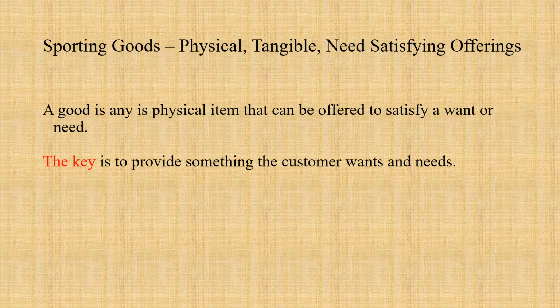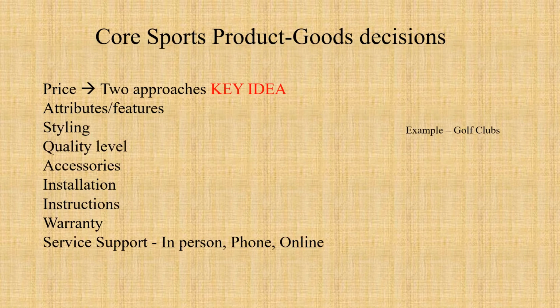So let's talk about physical goods. That is sporting goods. They are the physical, tangible, need-satisfying offerings. And it's any physical item that can be offered to satisfy a want or need. And once again, as we talked about before, the key is providing something the customer wants and needs and satisfies them in terms of those wants and needs.